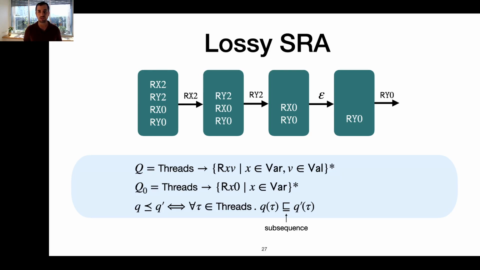The formal construction of the semantics is given here. As states, we have functions assigning a potential to every thread, where a potential is a sequence of read options. Each of them is composed of a location and a value. Initially, we only allow the threads to read a value 0. Our well-quasi-ordered states will be a pointwise subsequence. A state Q is smaller than Q prime if for every thread, the potential of the thread in state Q is a subsequence of the potential of the thread in state Q prime.